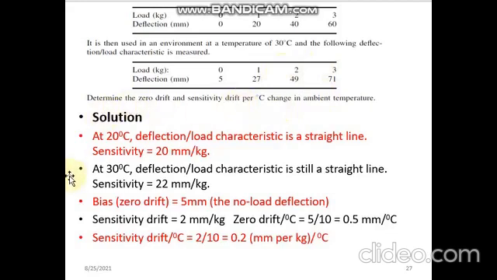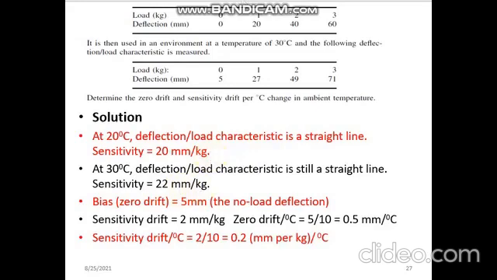Now, as we can see from this diagram, when the temperature is 20 degrees, the first table, the load characteristic is a straight line, because you can see when it is 1, 20, 2, 40. So the sensitivity should be equal to 20 millimeter per kilogram, because the lower line here of the second row is in millimeter deflection and the other one in kilogram. So we'll say 20 over 1, or 40 over 2, or 60 over 3, and all of them will give us 20. Now, when the temperature has changed to 30 degrees Celsius, our sensitivity has changed to 22 millimeter per kilogram.